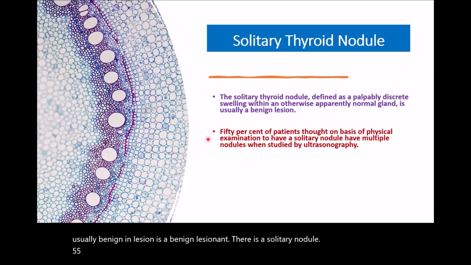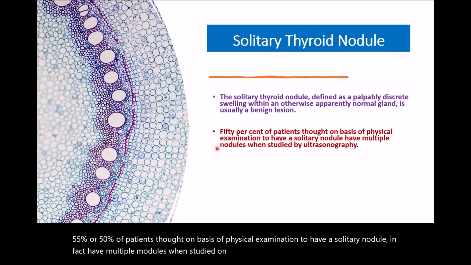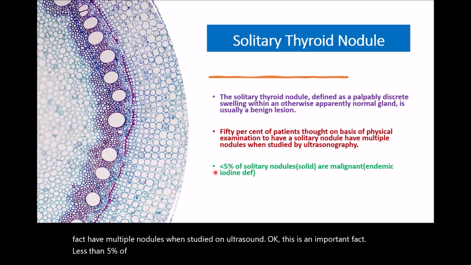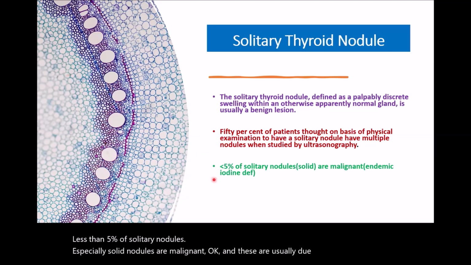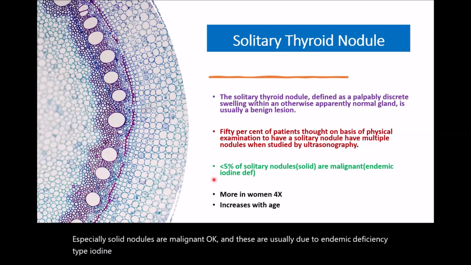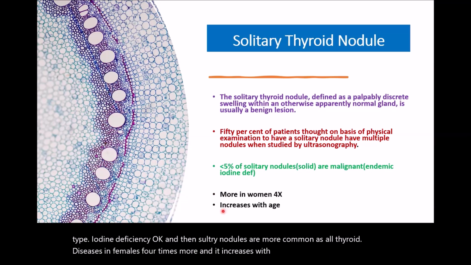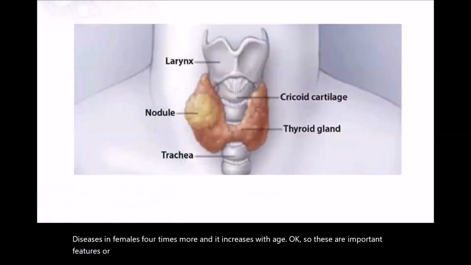50% of patients thought on the basis of physical examination to have a solitary nodule, in fact, have multiple nodules when studied on ultrasound. Okay, this is an important fact. Less than 5% of solitary nodules, especially solid nodules, are malignant. Okay, and these are usually due to the endemic type, iodine deficiency. Solitary nodules, like all thyroid diseases, are more common in females, 4 times more, and it increases with age. So these are important facts about solitary thyroid nodule.